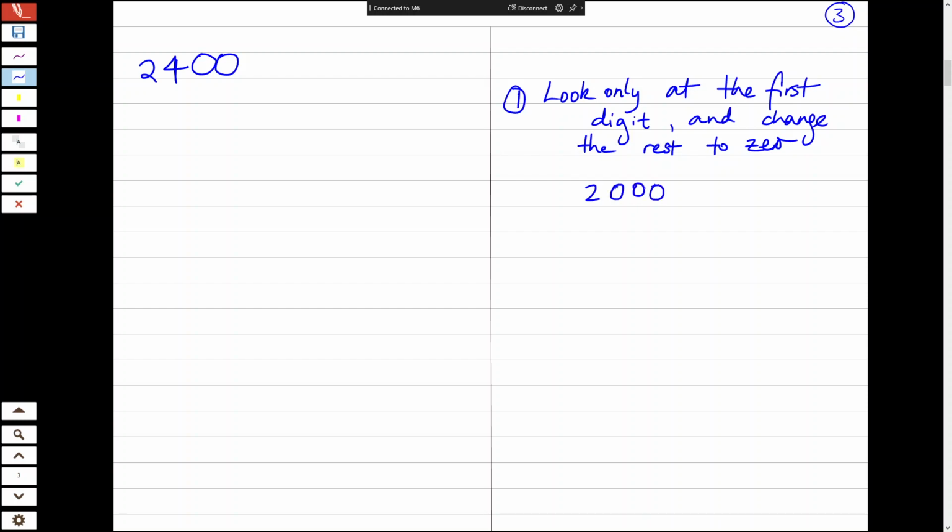So can you see that I've kept the first digit as 2, I've changed the rest to 0. Okay. All right. The next thing I want you to do is count the number of zeros. So how many zeros are there? Lucky? 3. There's 3 zeros.